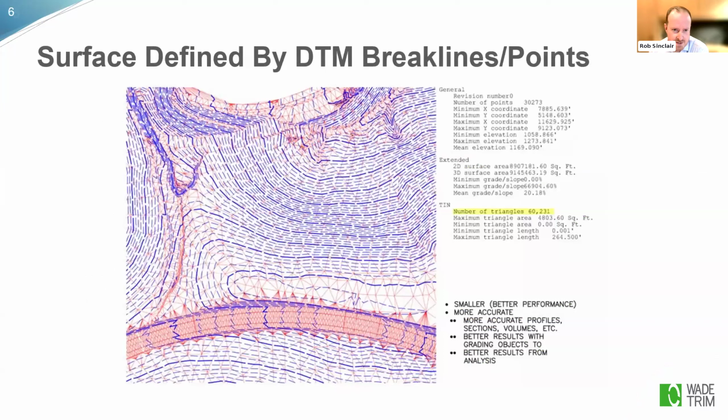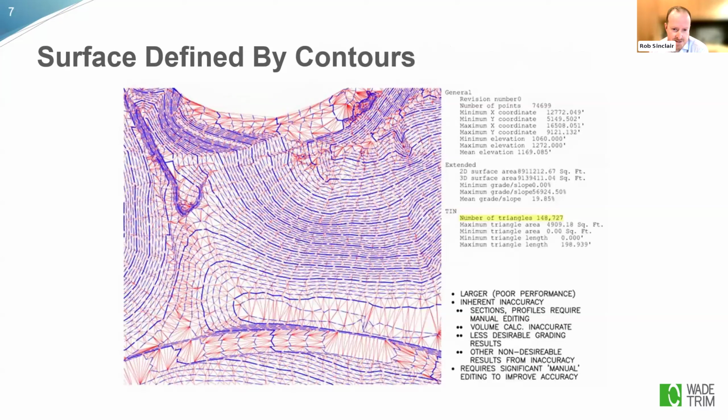Ideally, we want to build our surfaces with break lines and/or points. When you do that, you're going to have a much cleaner surface. It's going to be more accurate, more precise, and your drawings are going to perform better. If you look here, this drawing was made with break line data. It has 60,000 triangles in it. If you take that same data set and build it with contours, you can see the triangle count basically triples, and it creates a much more inaccurate surface. The surface is larger, so when you do grading operations, it's going to be a lot slower. If you do earthwork calculations, it's going to be inaccurate.